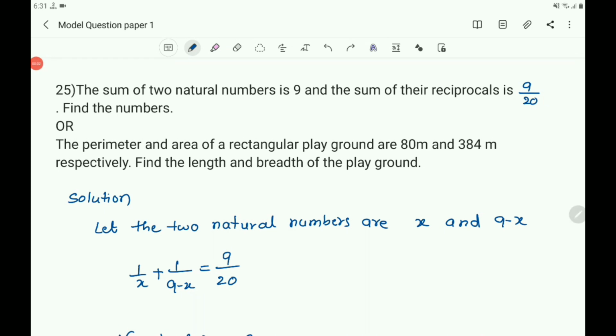Now let us take the second question. Here there is an OR question, no need of solving both. So you solve the question which is easy for you. Now let me take the second one. The perimeter and area of a rectangular playground are 80 meter and 384 meter respectively. Find the length and breadth of the playground.